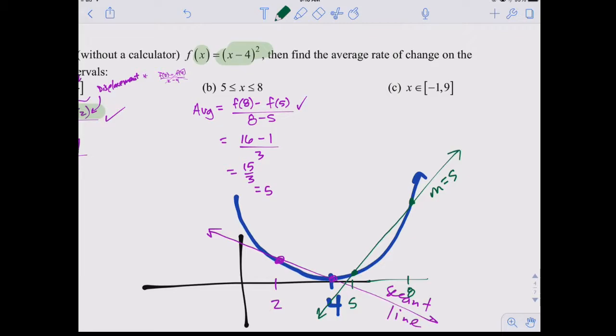If you think about it in terms of your trip to San Antonio, if your average speed to San Antonio was 60 miles per hour, did you have to necessarily be going 60 miles per hour the whole time? No, but was there at least one time in your trip where you had to be going 60?